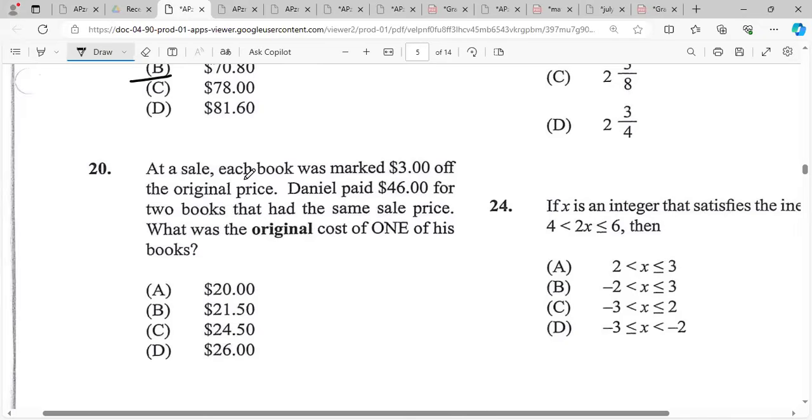All right, so at a sale price, each book is marked $3 off. And he paid $46 for 2. So let me try to get it to 1, which is 23. But this is after you take off the $3, right? So we can add back the $3, which is 26. So the original was 26, and then take off the $3, which gives 23, and it will then come to 46. As I say, the original cost of 1.